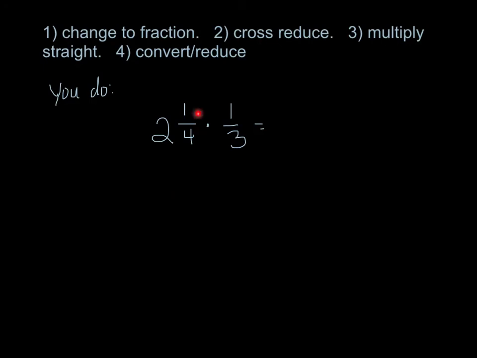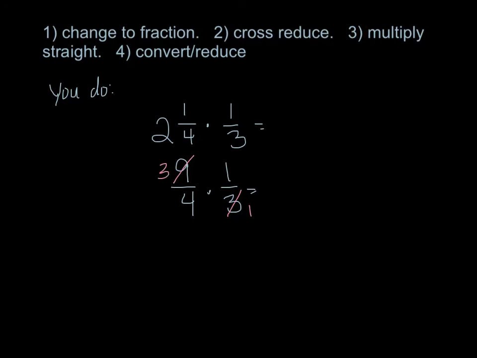So we have 2 1/4 times 1/3. Step 1, change them all to fractions. Well, this is a fraction here, but this is not. Multiply, add, bring it to the side. So 2 times 4 is 8, plus 1 is 9. And then this 1/3 stays 1/3. Now they're both fractions. I can move to the next step, cross reduce. 1 and 4, nothing goes into both of those. But 3 and 9, 3 goes into both of those. 3 goes into 3 once, and 3 goes into 9 3 times.